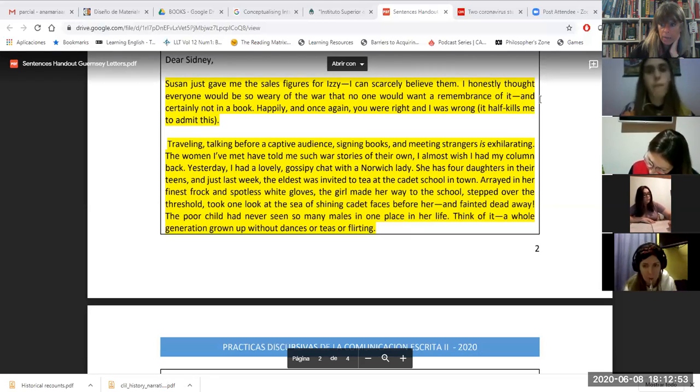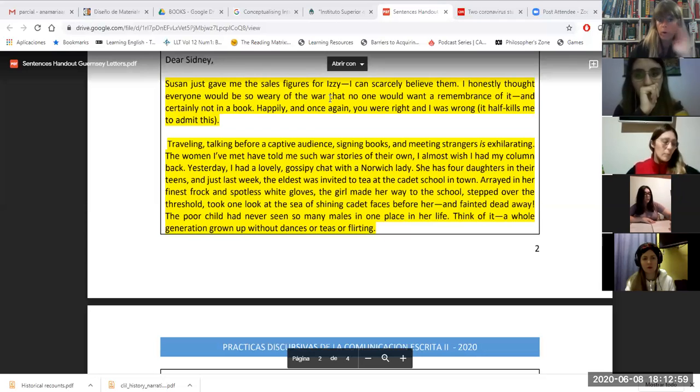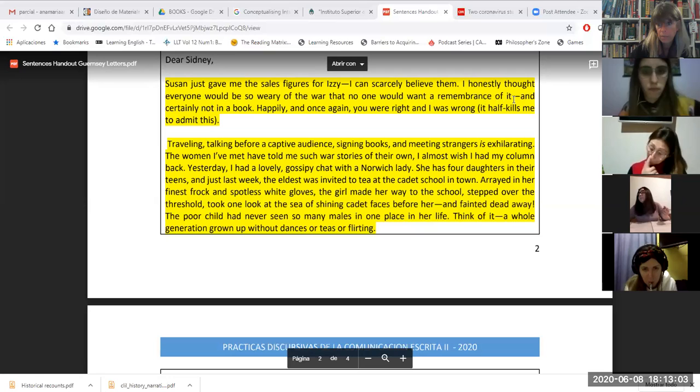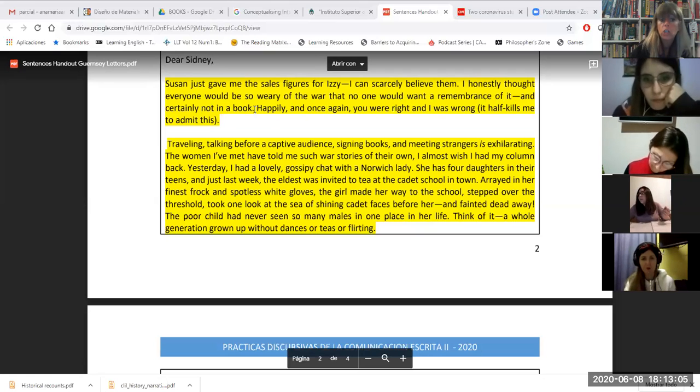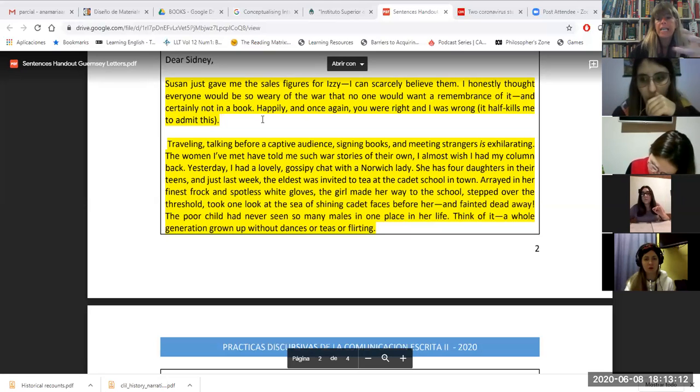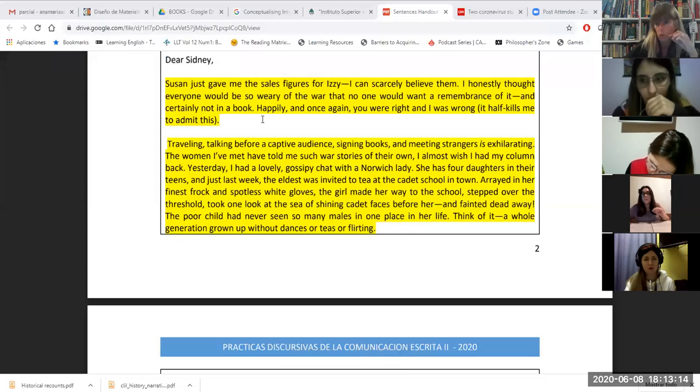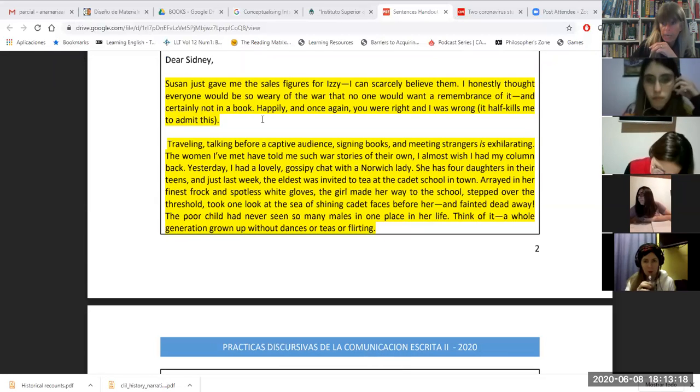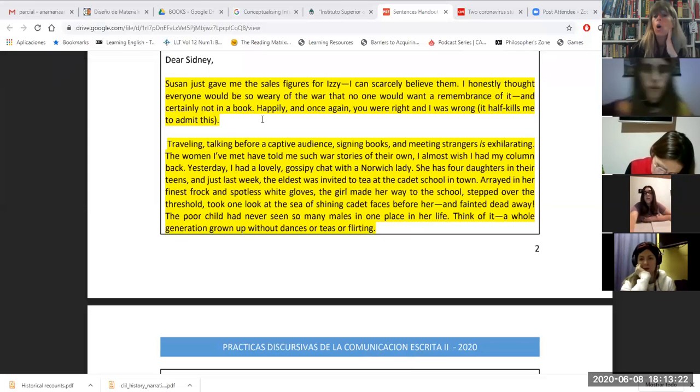All right? So I honestly thought everyone would be so wary of the war that no one would want a remembrance of it, and certainly not in a book. I'm sorry, it is a clause, but we are not going to take it as an independent clause, right? It is part of the object. That's why this sentence is a complex one.